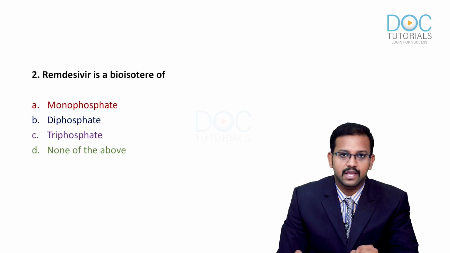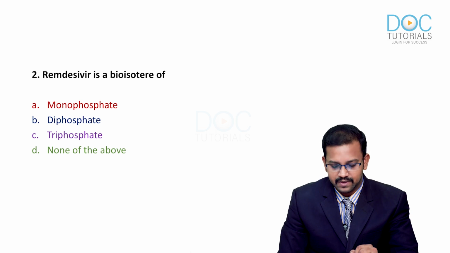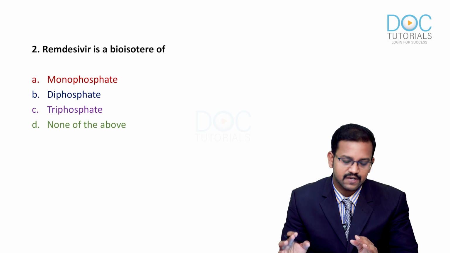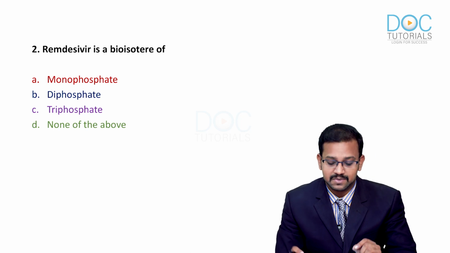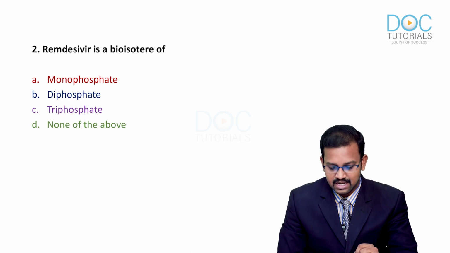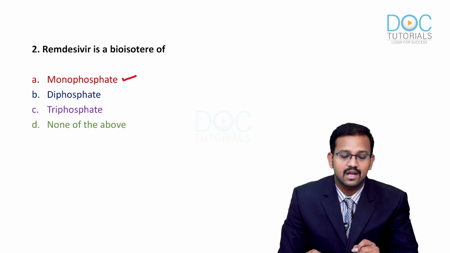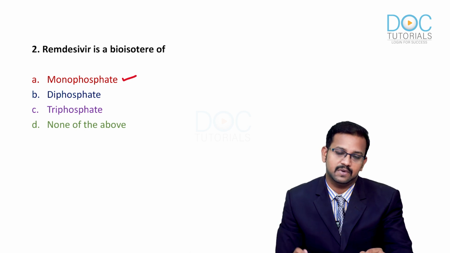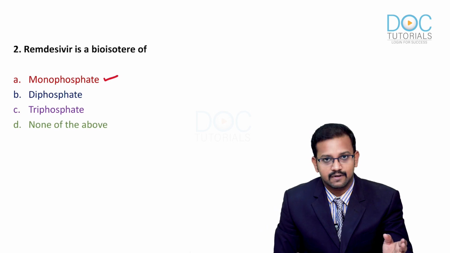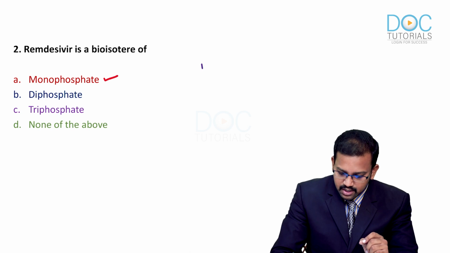Remdesivir is a bioisostere of monophosphate, diphosphate, triphosphate, none of the above. This is an important question. It appears like a direct question. Mostly this kind of question is not going to be asked in your exams, but we have to have an important point. That's why we have derived this question, guys. Remdesivir is actually a bioisostere of a monophosphate. And why is it more important as far as application is concerned? As we've already explained in the SARS-CoV-2 pharmacology, I'm just going to repeat it. We have a natural nucleoside.